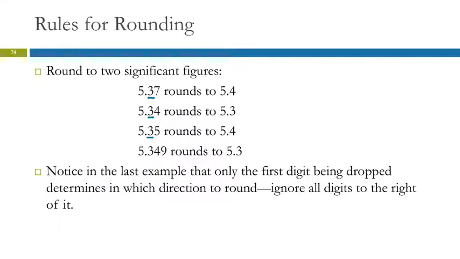5.349, I'm keeping the 3, I'm looking at the next digit. I am not going to look at the 9. Sometimes students want to start at the end and round everything backwards. That's a lot of work, and it sometimes gets you the wrong answer. Don't look at those, just look at the 4. 4 is less than 5, it's 5.3. Okay?